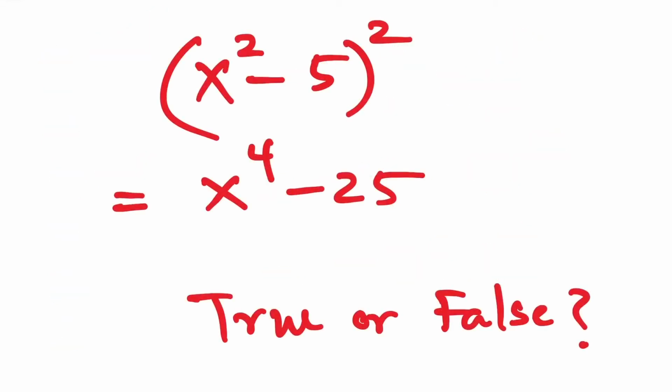x squared minus 5, whole squared, is equal to x raised to the power 4 minus 25. Is it true or false? I'll give you 10 seconds to think about the problem.